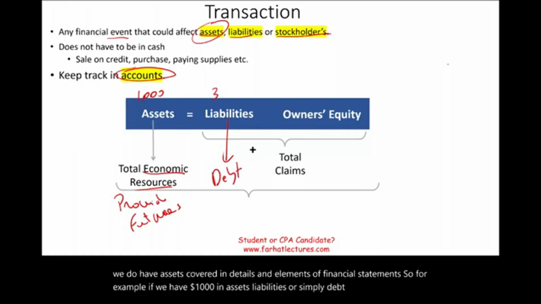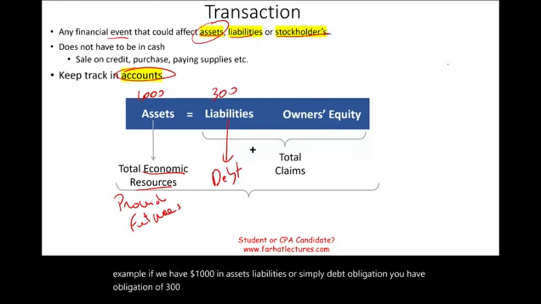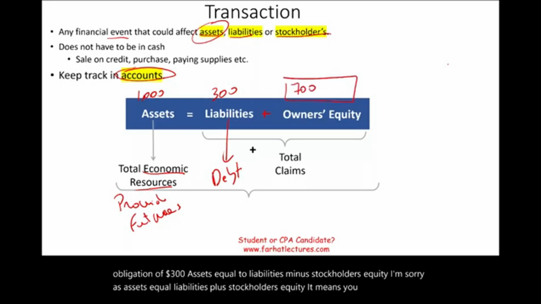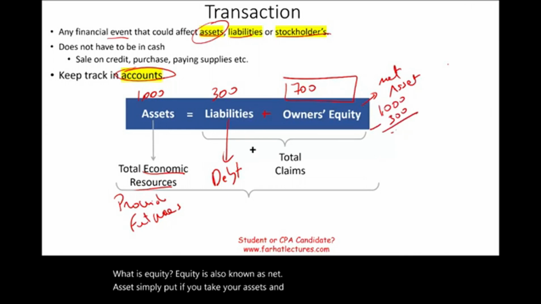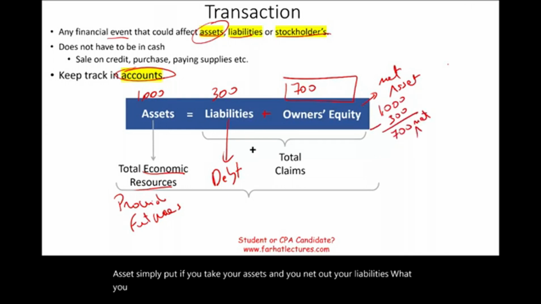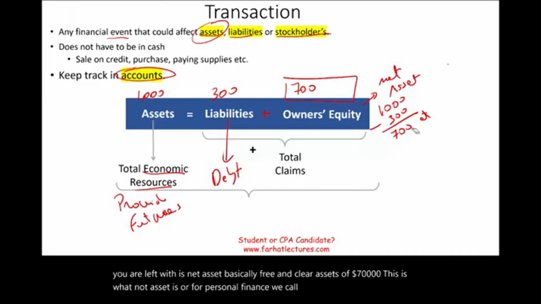You have obligation of $300. Assets equal to liabilities minus stockholders equity. I'm sorry, assets equal liabilities plus stockholders equity. It means you have equity of $700. What is equity? Equity is also known as net assets. Simply put, if you take your assets and you net out your liabilities, what you are left with is net asset. Basically, free and clear assets of $700. This is what net asset is, or for personal finance, we call it net worth. So this is the basic accounting equation.